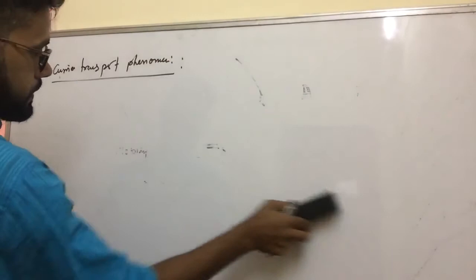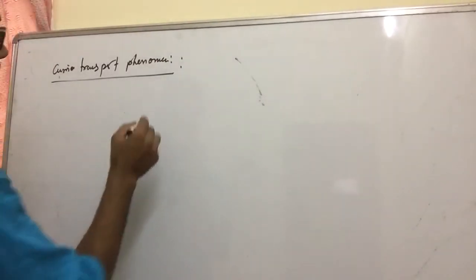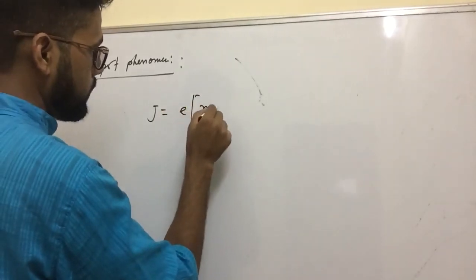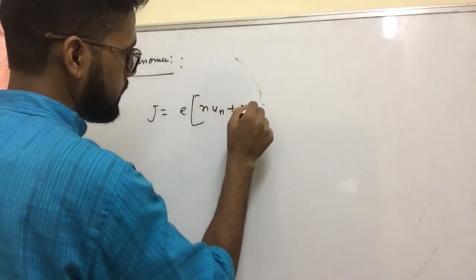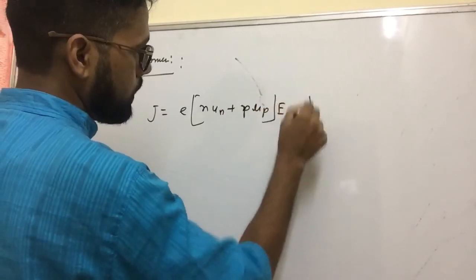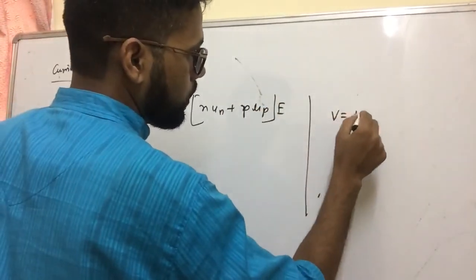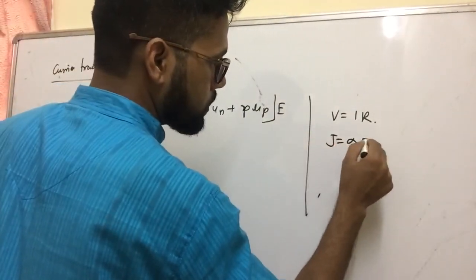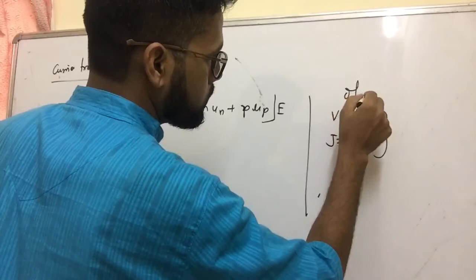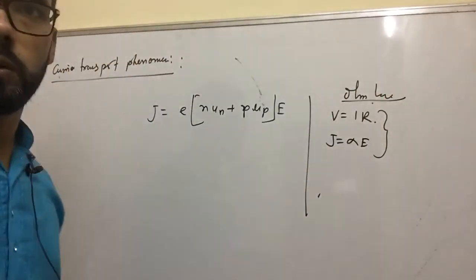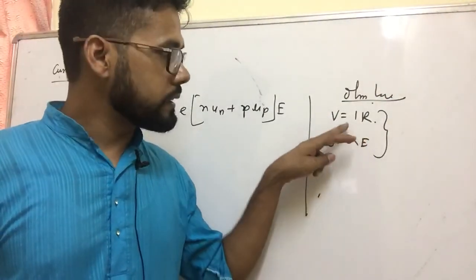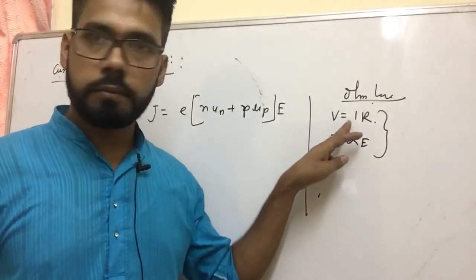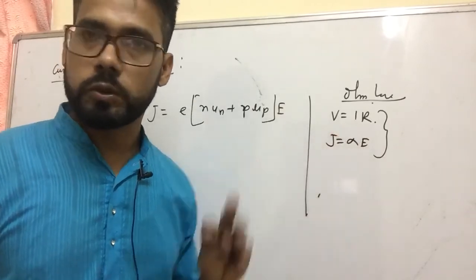Again, I know J equals E, and I am writing again, n mu n plus p mu p. This is the equation in a semiconductor. But V equals IR is Ohm's law, and also J equals sigma E is Ohm's law. Both are Ohm's law, do not confuse. Why are both called Ohm's law? You can derive this equation from that equation, or that equation from this one. That is why both are known as Ohm's law.